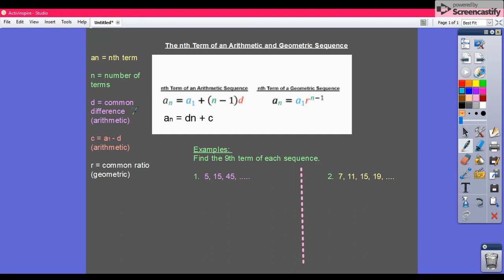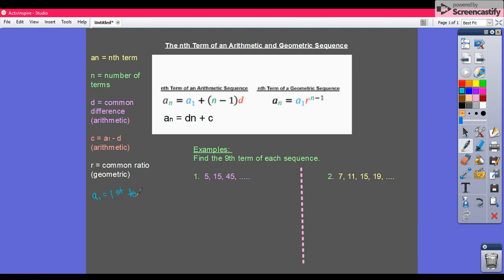And in an arithmetic sequence, we have a common difference, so that's what the d represents. There are two formulas. You'll find the same number, though, for an arithmetic sequence. And if you're using the second formula, the value of c is a sub 1, which is the first term, minus the difference. So remember, a represents any term in the sequence. So a sub 1 means the first term in the sequence. So I'm just going to make a note of that as well.